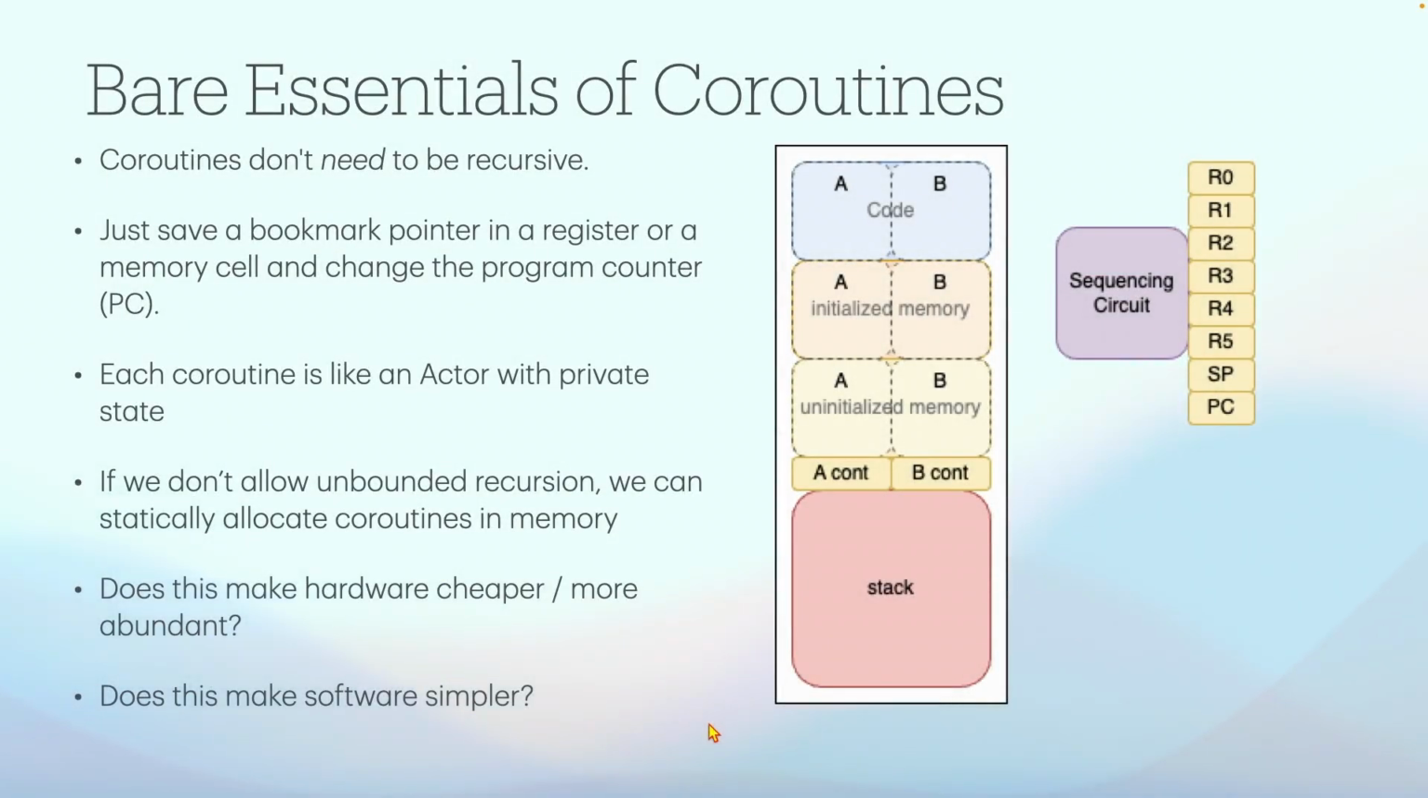The bare essentials of coroutines. Coroutines don't need to be recursive. We just save a bookmark pointer in a register or memory cell and change the program counter. Each coroutine is like an actor with private state. If we don't allow unbounded recursion, we can statically allocate coroutines in memory.